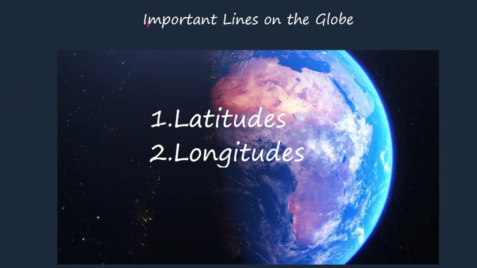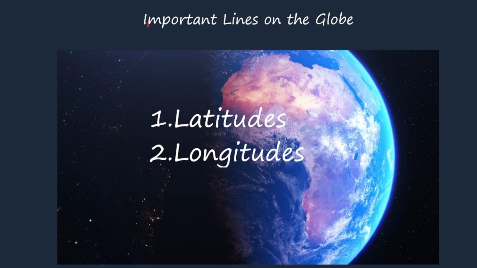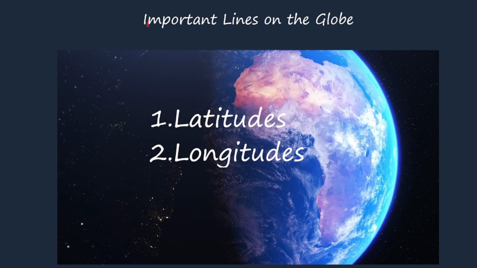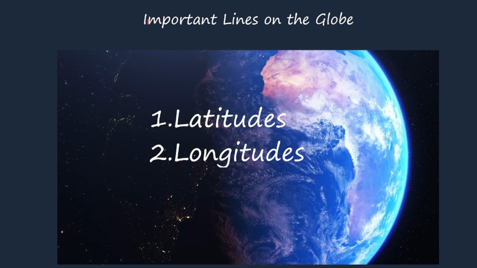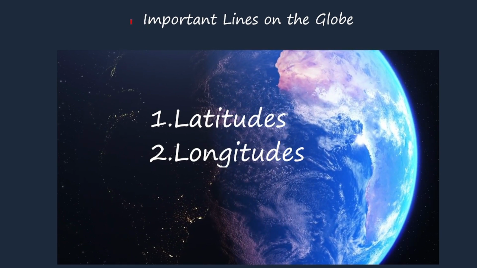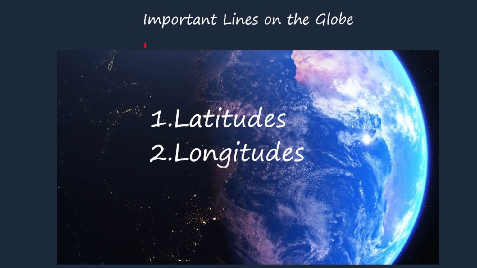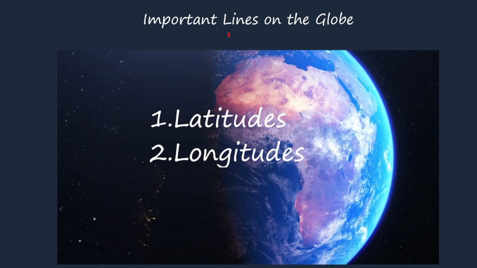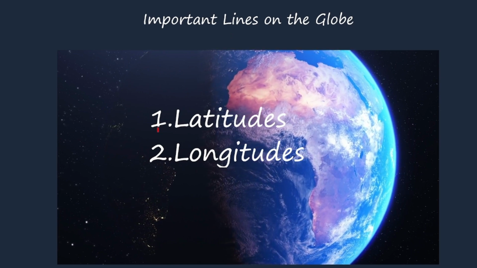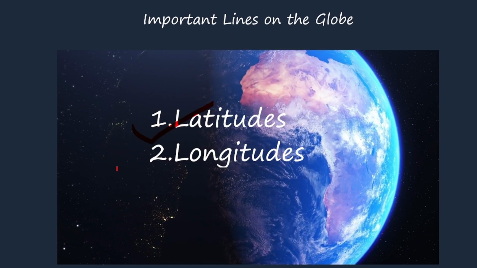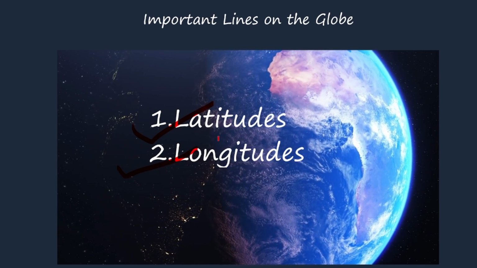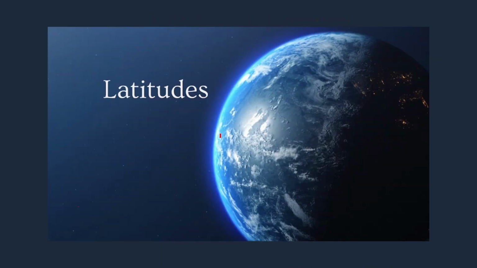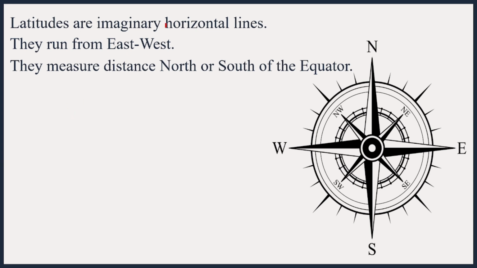Yes. So when we look at the globe, we can find different kinds of lines, which actually help us to find different places. We can use these lines to find the different places located on the globe. One is latitude, and another one is longitude. In this video, I'll be covering the latitude topic. So what exactly a latitude is, we'll come to know through this explanation.